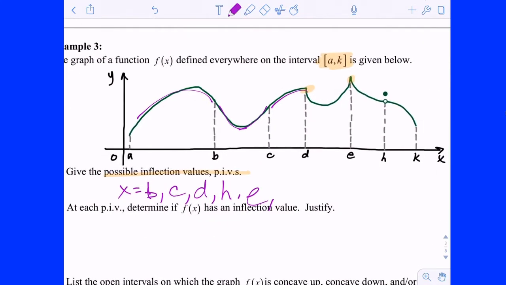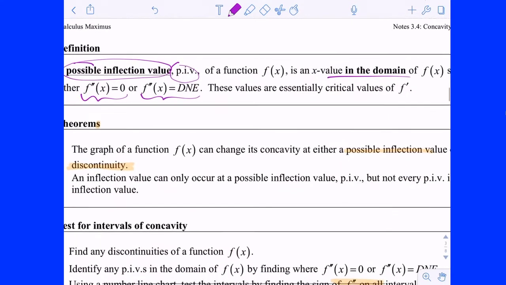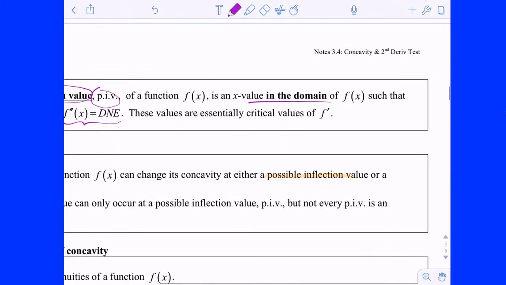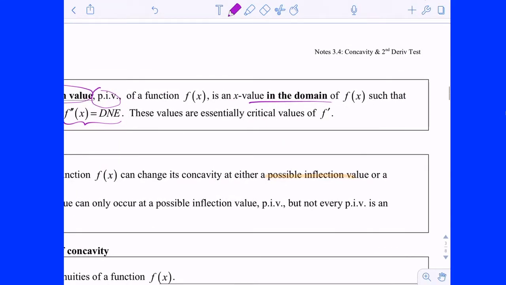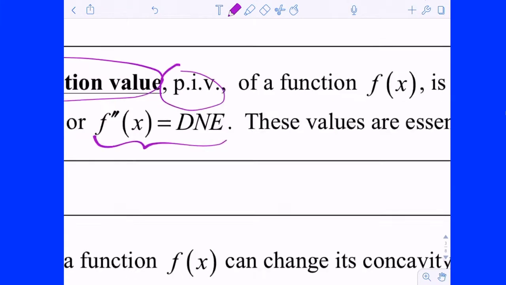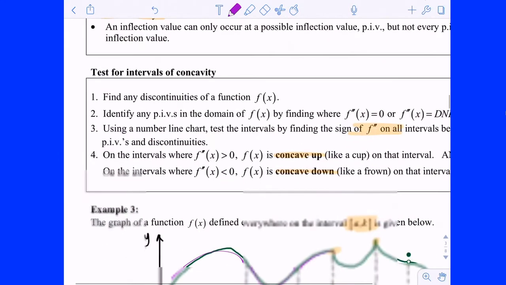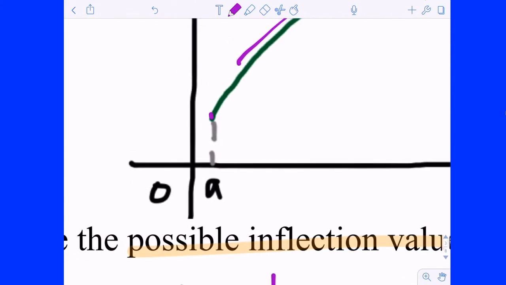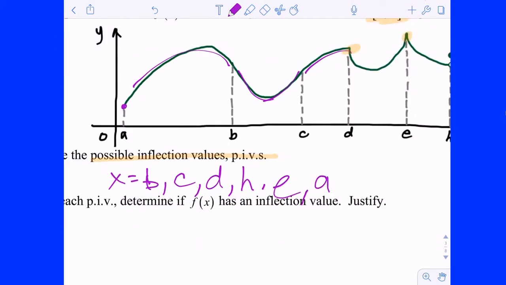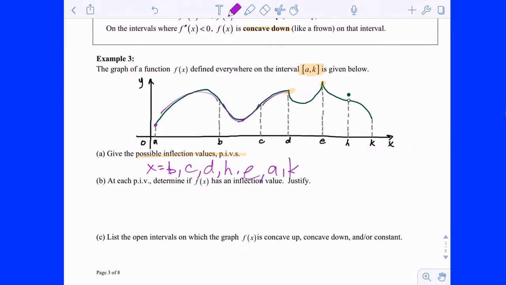What about the endpoints, A and K? Are they PIVs? Well, let's see what the definition for a PIV is. The function has to be defined there, and I think the graph is defined at the endpoints, right? And either the derivative is 0 there or undefined. What do we know about the derivative at the endpoints? It will be undefined because it doesn't live on the other side. So believe it or not, they do find their way into the PIV list. Now, are they going to end up being actual inflection values?